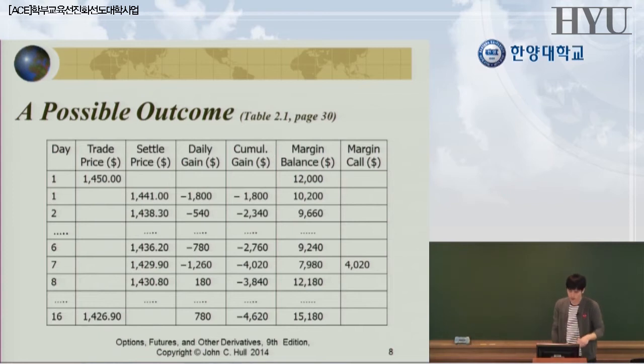So when you see the table here, at day 7, the balance became $7,980, which is definitely lower than $9,000. So you would get a margin call from the clearinghouse to bring the balance back to the initial level. So you have to put $4,020 into your account.